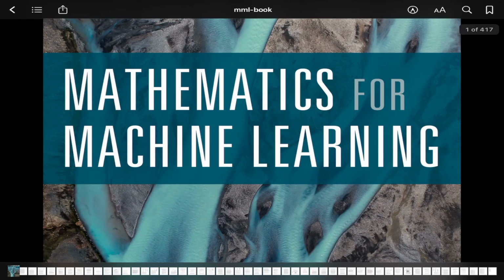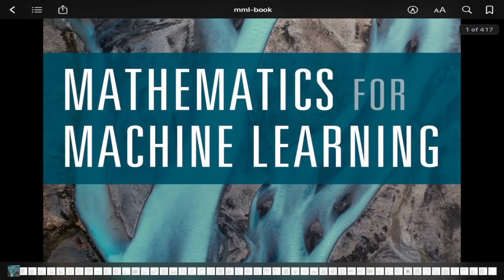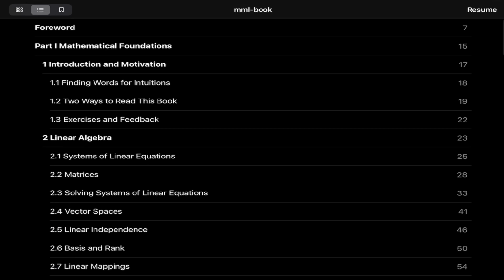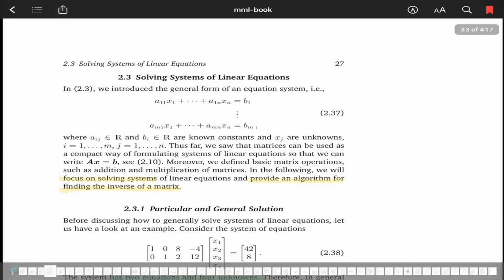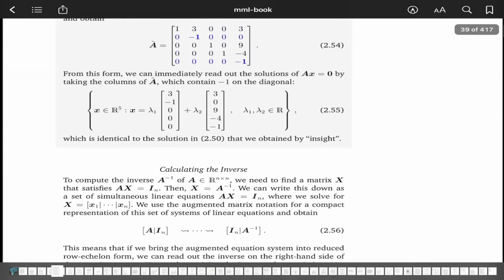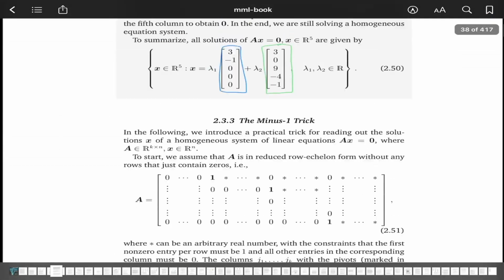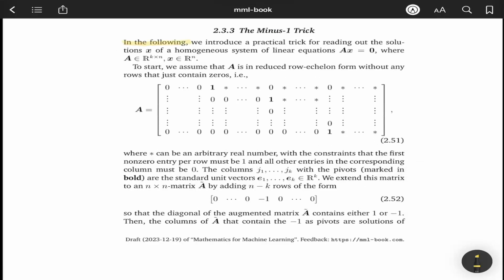I'm working with this book called Mathematics of Machine Learning. It's an open MIT book and the link is in the description. And today we are tackling the chapter regarding Gaussian elimination. It is in 2.3, I think it is called the minus one trick.